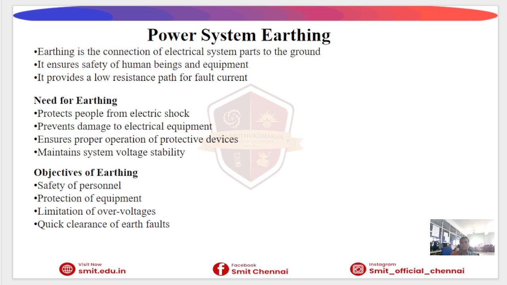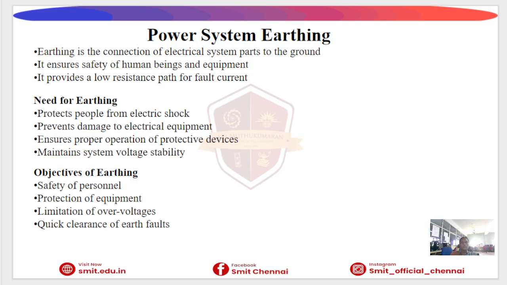Then power system earthing. Earthing is the process of connecting electrical system parts to the ground. It provides a low resistance path for fault current, and it ensures the safety of human beings and equipment.